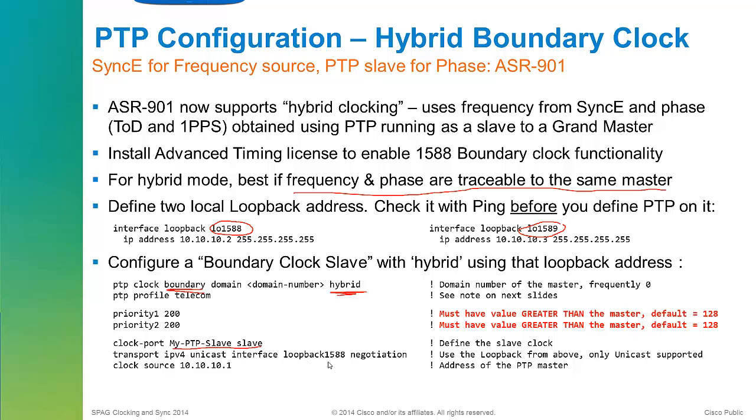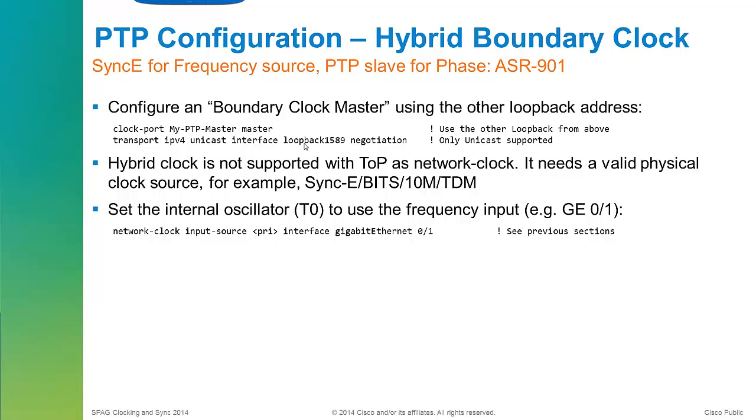We use the loopback address, negotiation, the clock source for the master. And then we configure the boundary clock master side. Same thing, we just use the master keyword. We use the other loopback address.